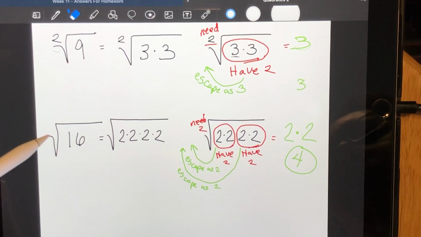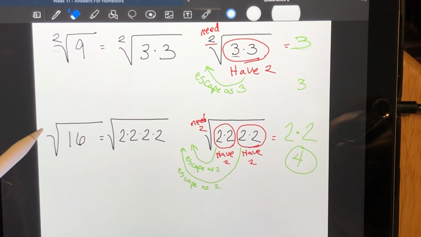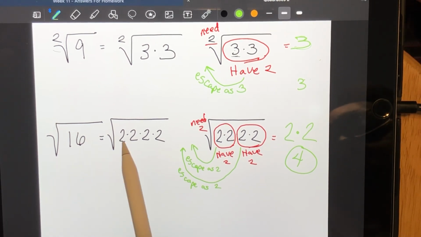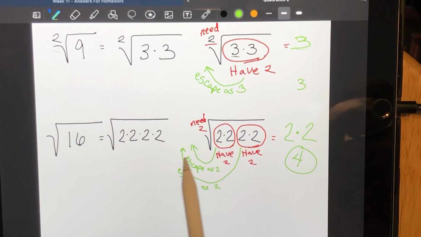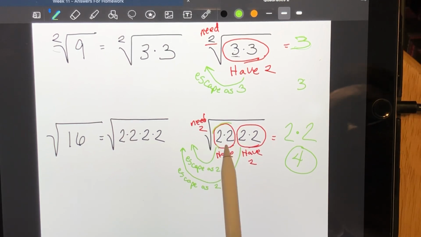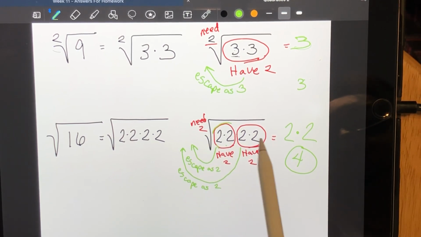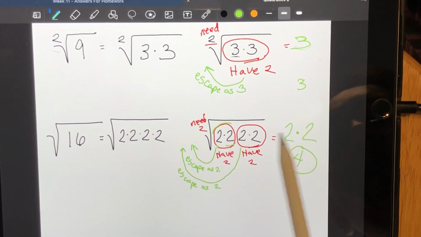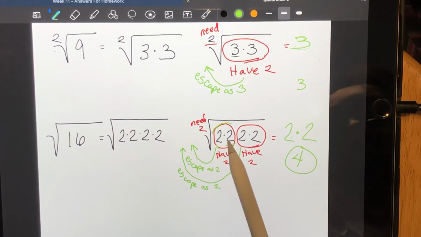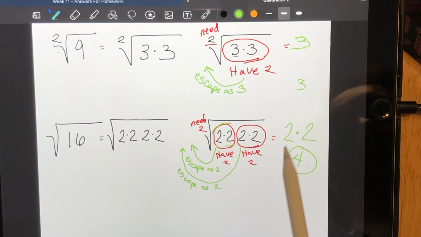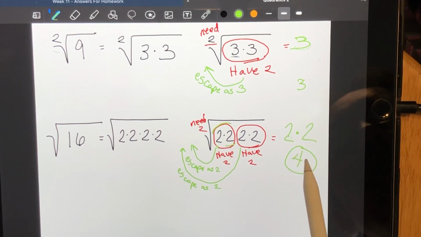So in the second one, we have the square root of 16. Again, I didn't write the 2. It's an understood 2 in that case. I can rewrite 16 as 2 times 2 times 2 times 2. And then I can tell myself I need sets of 2. I have one set of 2, so he gets to escape. I have another set of 2, so he escapes. The first set of 2 escaped as a 2. The second set of 2 escaped as a 2. Once they're on the outside, they are multiplied together. So I have 2 times 2, and then it's 4.